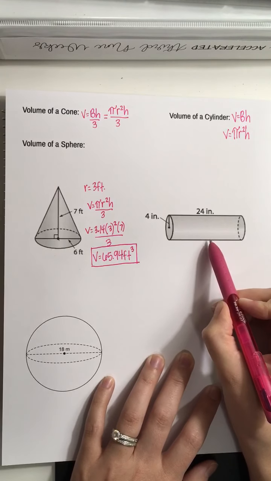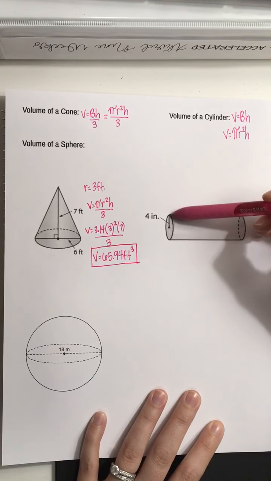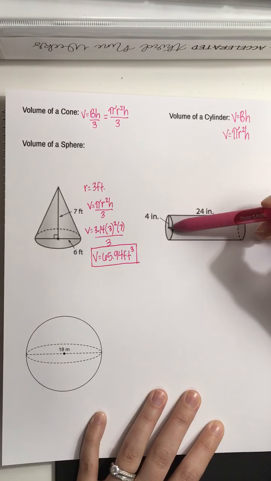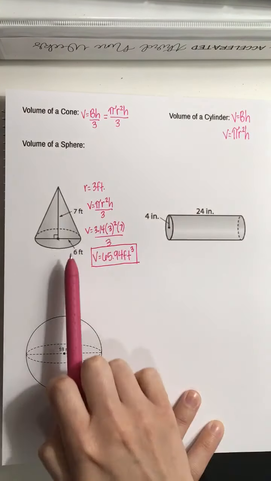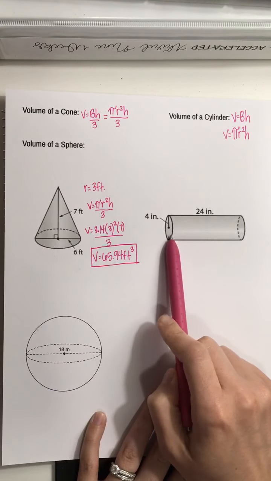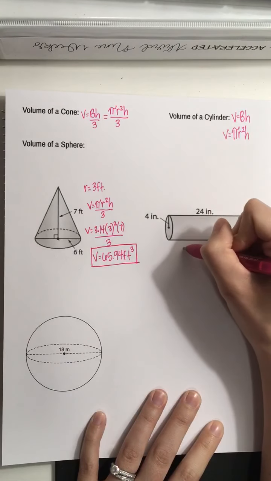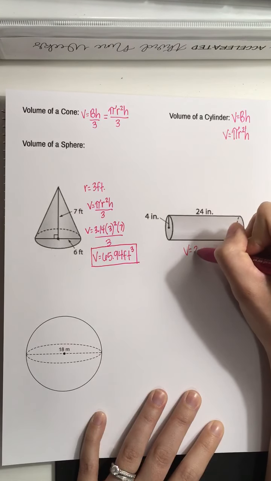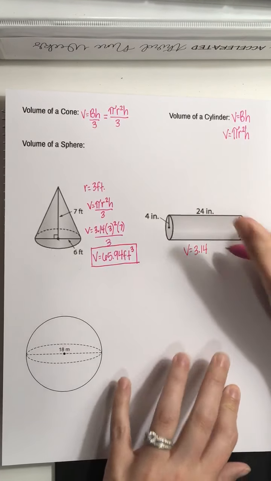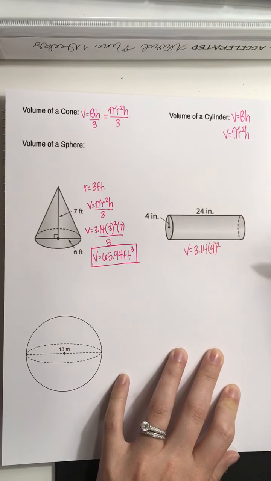Okay, so looking at this example right here. So looking at the circle, this 4 inches is the radius. We do not need to find the radius like we did on this first problem. They're already giving us what the radius is. So we are just going to go ahead and plug numbers into our formula. So we've got pi 3.14 times radius squared, or 4 squared.